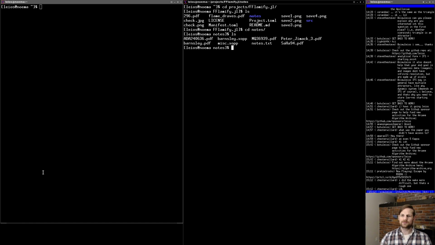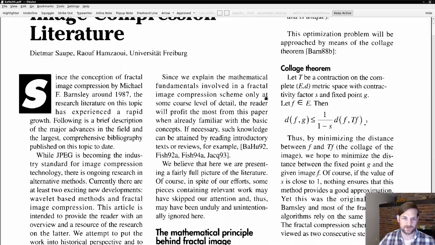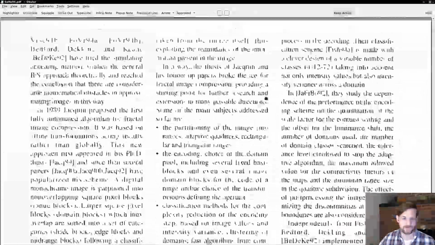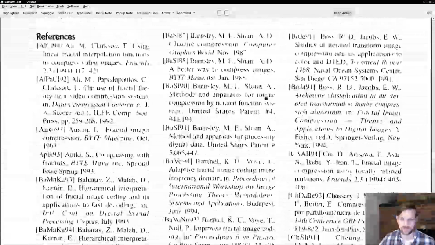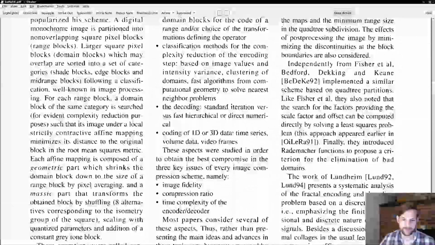Okay, so let's just take a look at these guys. Let's just Okular start up the PDFs. All right, we're just gonna open them all up and see what we got here. So, review of fractal image compression literature. This is just a discussion of fractal image compression. It's a review, which is quite nice. So I kind of feel like maybe we should tackle that one first.